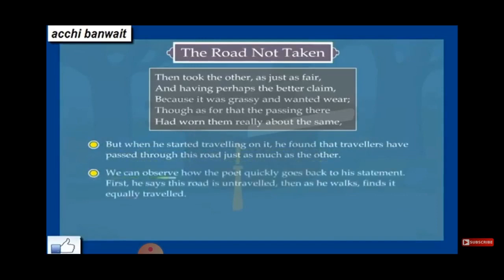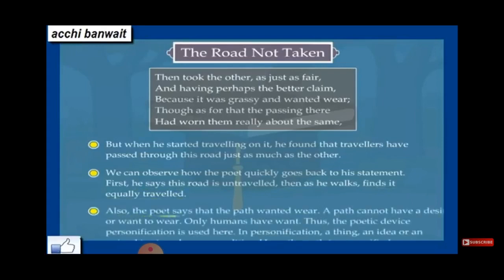In these lines, we can observe how the poet quickly goes back on his statement. First, he says this road is untraveled. Then, as he walks, he finds it equally traveled. Also, the poet says that the path wanted wear. A path cannot have a desire or want to wear. Only humans have wants. Thus, the poetic device personification is used here. In personification, a thing, an idea, or an animal is given human qualities. Here, the path is personified.